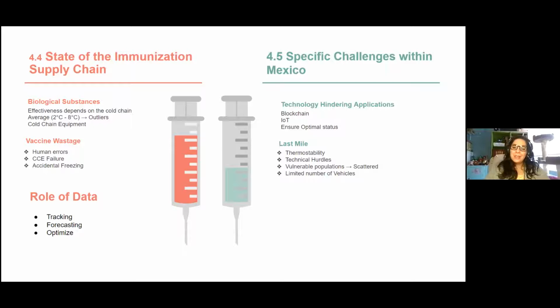And the fact that there are a limited number of vehicles. For example, right now we're getting the COVID vaccine on airplanes, and the military is handling a lot of the logistics, but other vaccines like rotavirus are managed by private entities. So they also have their own logistics equipment.